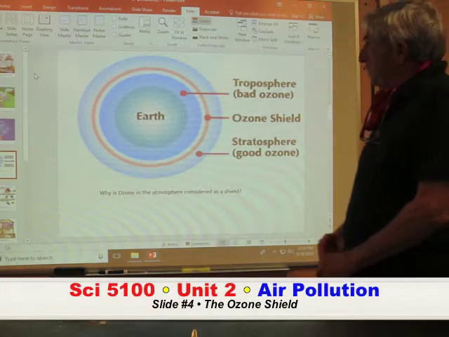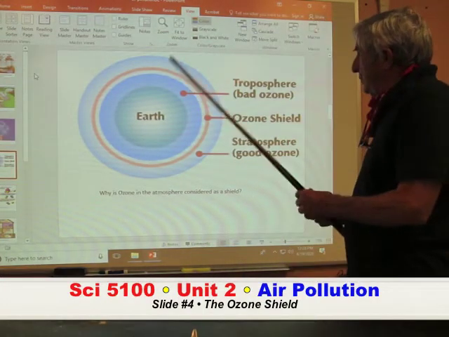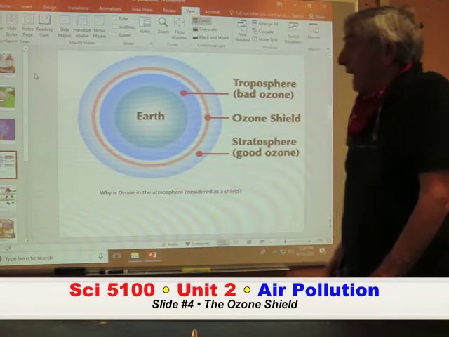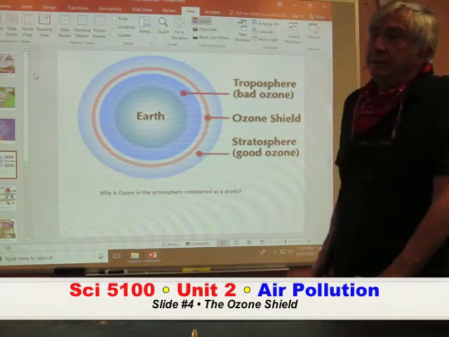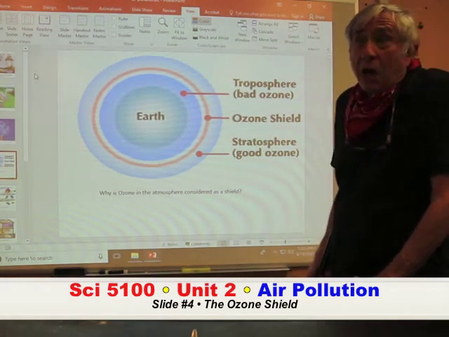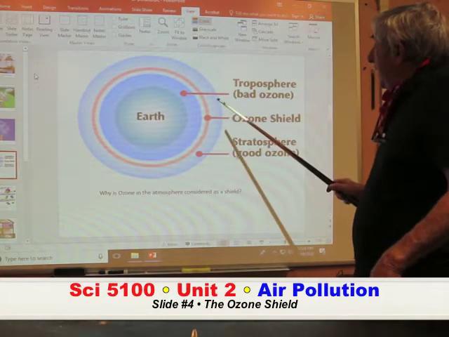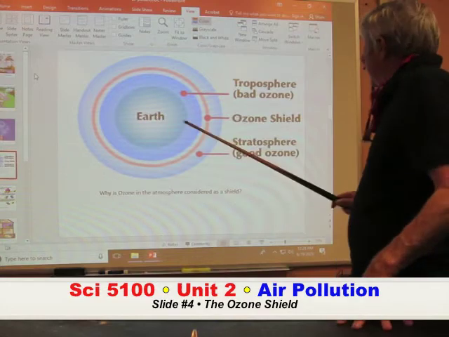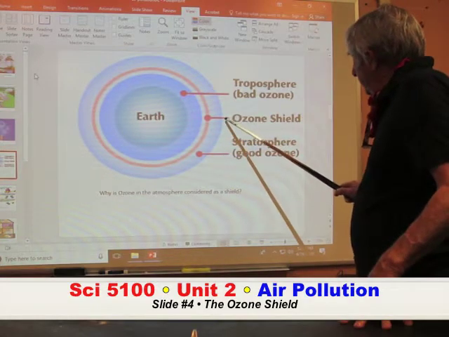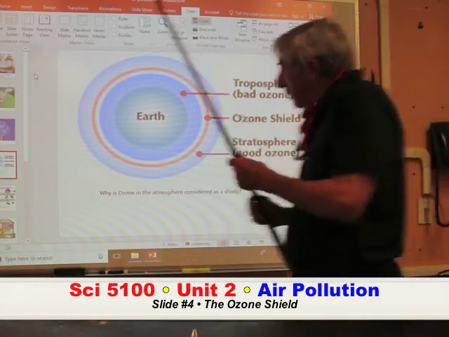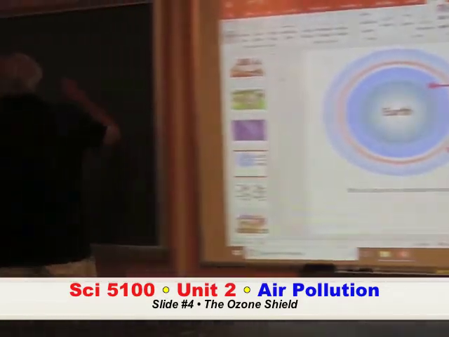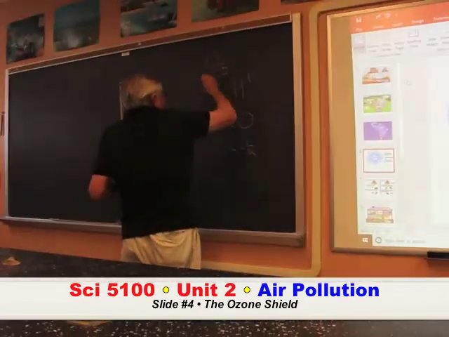And since we're talking about the atmosphere, which is a layer of gas approximately 200 miles high from the surface of the Earth all the way up into space, and there are different layers, and one of the layers is called the ozone layer, and this is in fact called the ozone shield. Now ozone has the formula O3, very similar to O2.